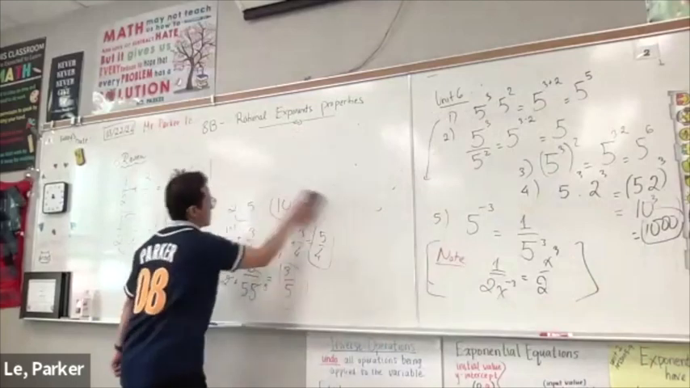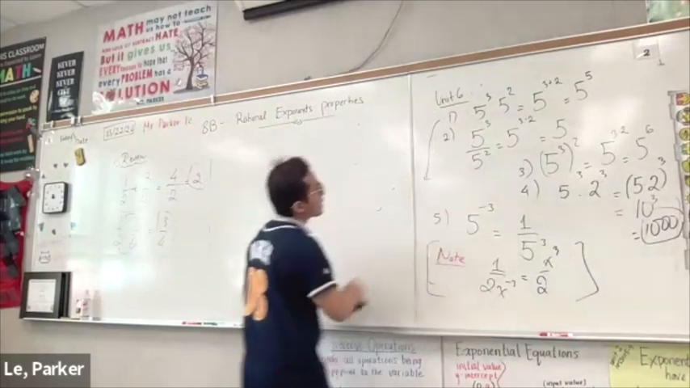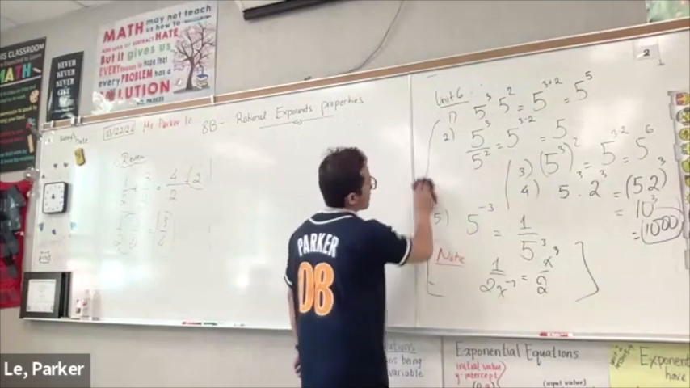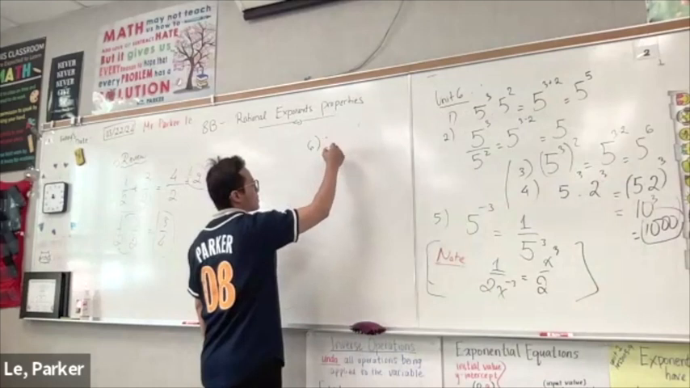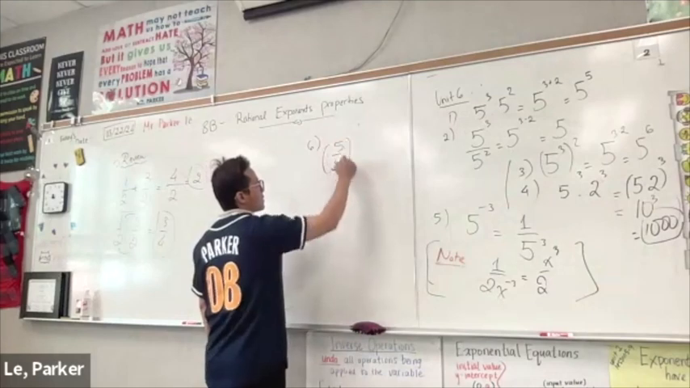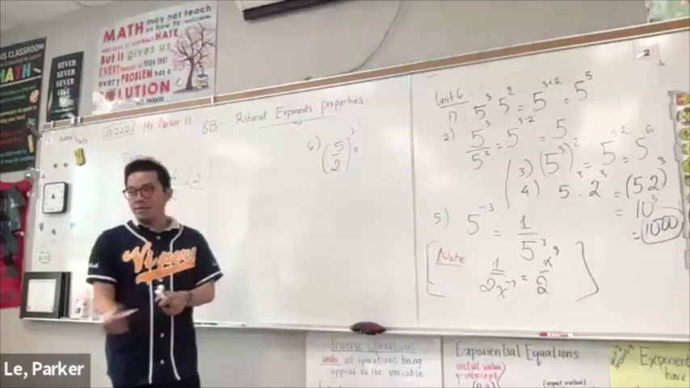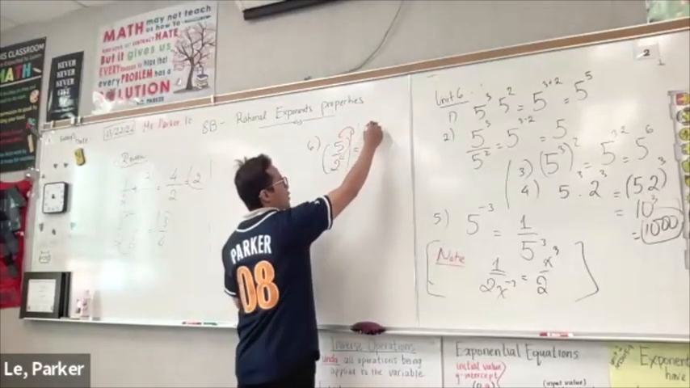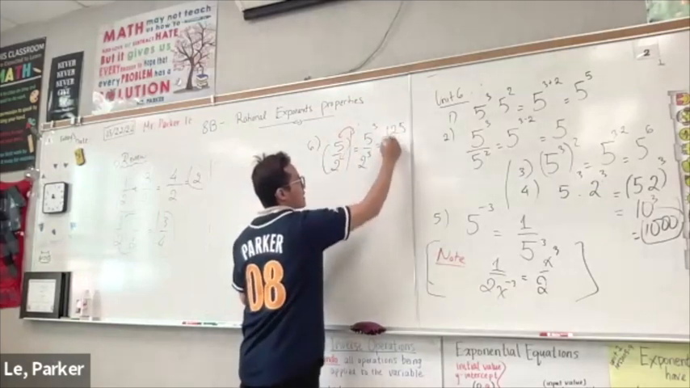Distribute, yeah, distribute. Do you remember this? Okay. 5 over 2, same thing, maybe to the power 3. What you gonna do? Distribute the power. Every single thing, okay? So like 5 cube over 2 cube. So that's gonna be 125 over 8.